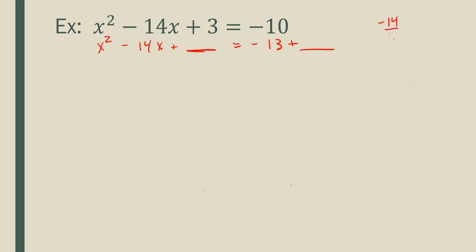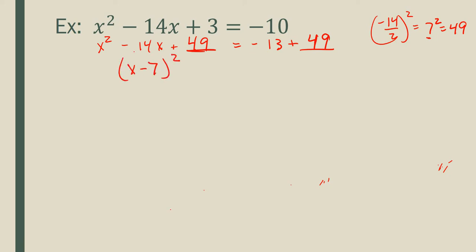Okay, I take b divided by 2 and square it. That's 7 squared, which is 49. So I'm going to add 49 to both sides. The next step is to factor the left-hand side using the perfect square number, my 7. So x minus 7 squared. Notice that that middle is twice as much as the 7, and that's going to equal 36.